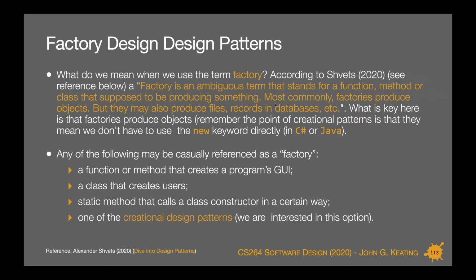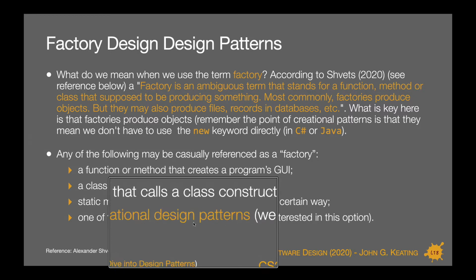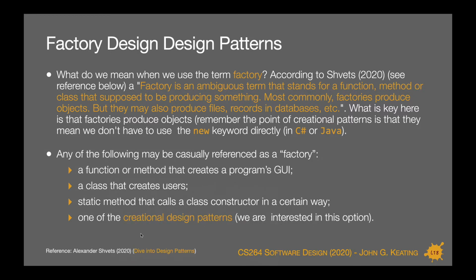Any of the following could be referred to as a factory, and these are the examples that are given in the textbook: a function or method that creates a program's GUI, a class that creates users, a static method that calls a class constructor in a certain way, and any one of the creational design patterns. And we're interested in this latter option here, of course, for this particular module and for this particular lecture.